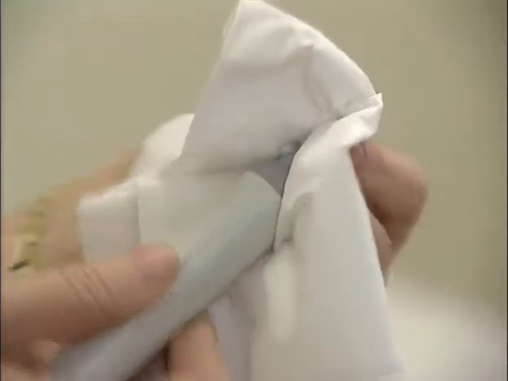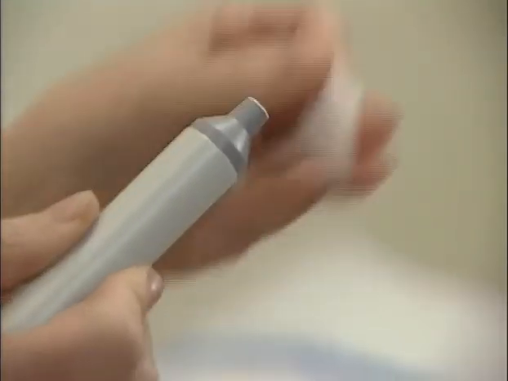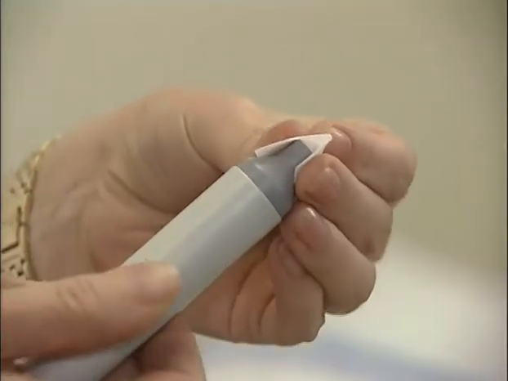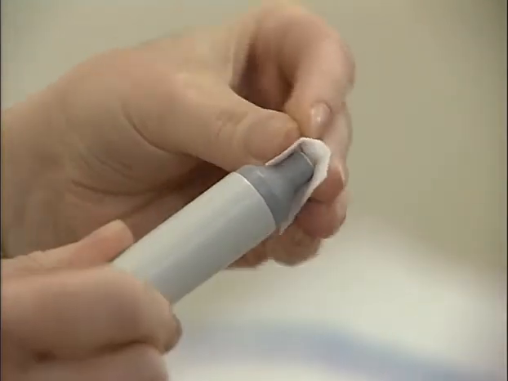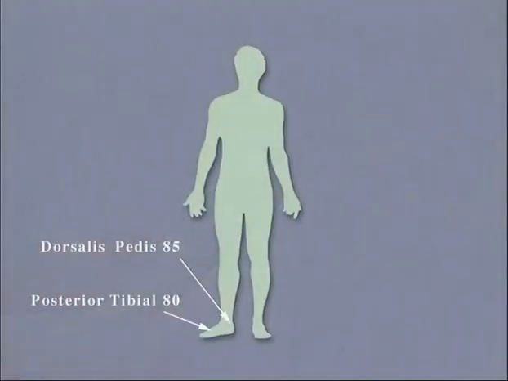Having completed the examination, excess gel is wiped from the Doppler probe immediately after use, and the probe is cleaned with an alcohol-impregnated wipe to reduce the risk of cross-contamination.